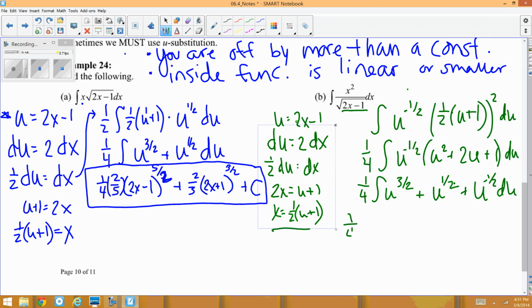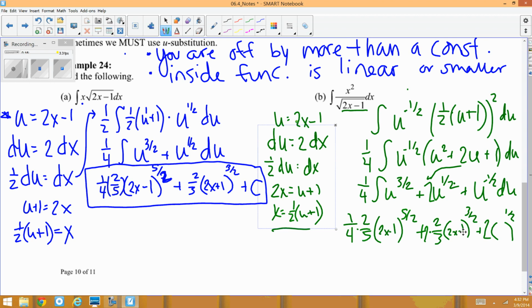Okay, power rule. Add 1 to the power, 5/2. Divide by the new power, 2/5. Okay, plus add 1 to the power, 3/2. Divide by the new power, 2/3. Oh, I forgot my 2 there. Ooh, didn't want to lose that. So still have that 2 there. Okay, plus add 1 to the power would be 1/2. Divide by that new power gives us 2. Instead of writing u, I'm going to fill it in with 2x minus 1.